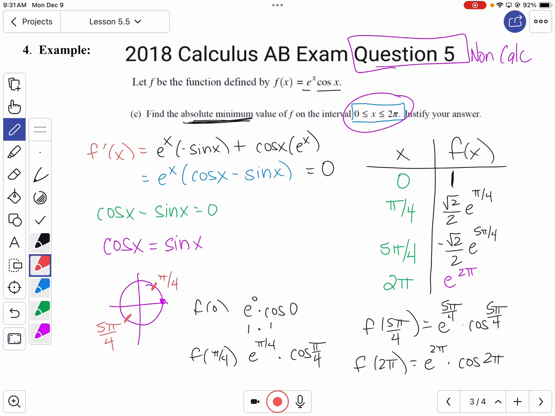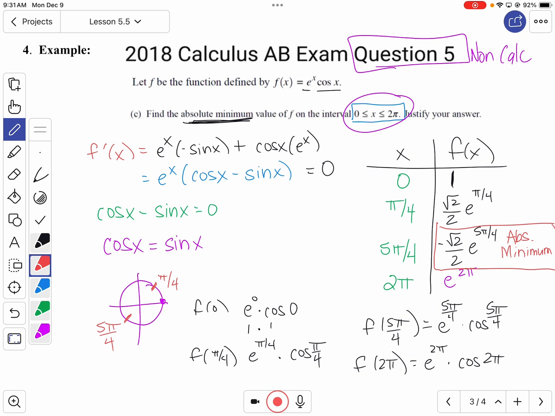We would go right here, we would box it in, and we would say this is our absolute minimum. Now, the good news is this chart counts as your justification. You've labeled it as absolute minimum. Notice it's the y value, not the x. The x just tells me where it happens.